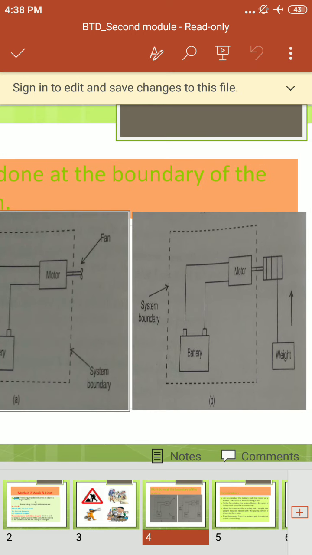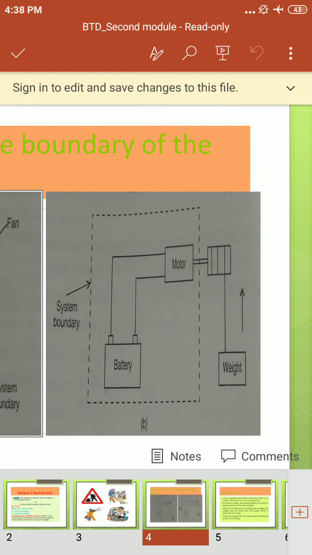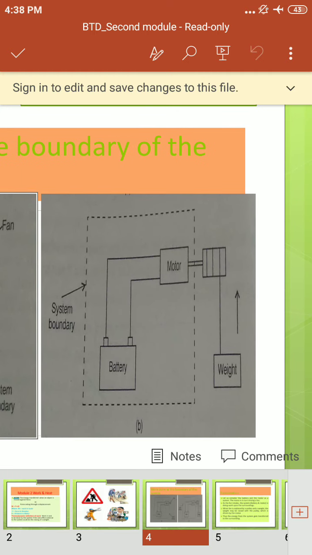Same here. The battery stores energy. Once the battery stores energy, that energy is supplied to the motor. The motor rotates. Once the motor rotates, what happened? The motor is connected to the pulley, so when the motor rotates, the pulley also rotates. Once the pulley rotates, what happened?